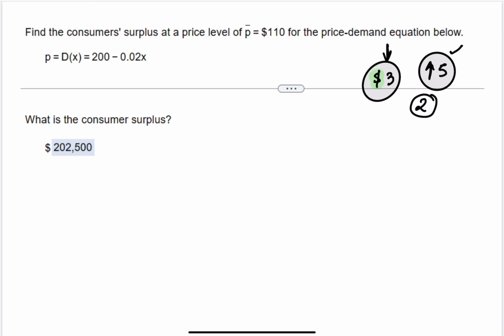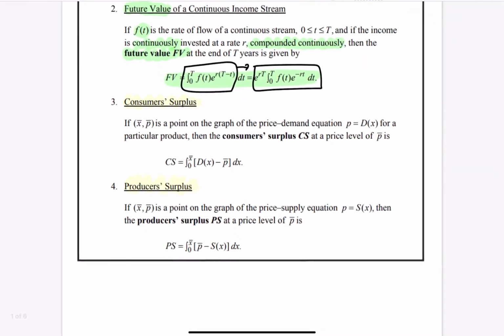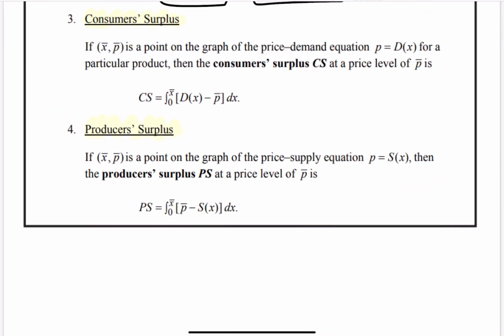And again, it just represents the saving to a customer who is willing to pay more than the regular price, but was still able to buy it at the regular price. Okay, the saving that you saved is your consumer surplus. Now let's go back to the first page here, consumer surplus. This is if (x bar, p bar) is a point on the graph of the price demand equation d(x) for a particular product, then the consumer surplus CS at the price level of p bar is, this is your equation.